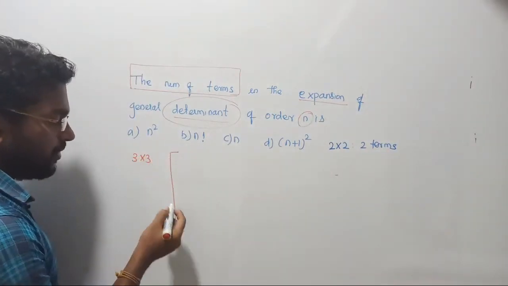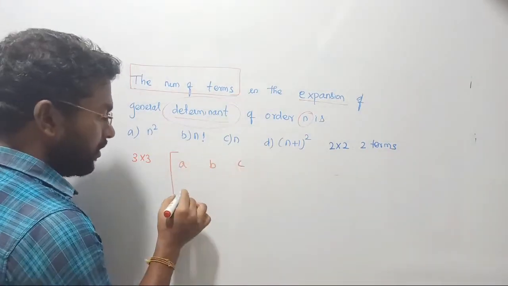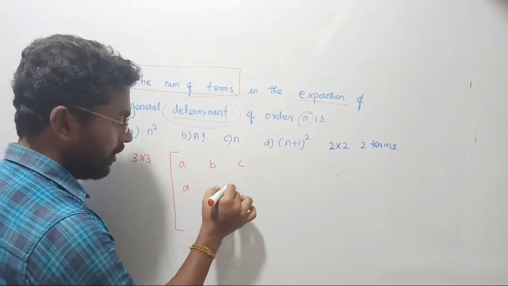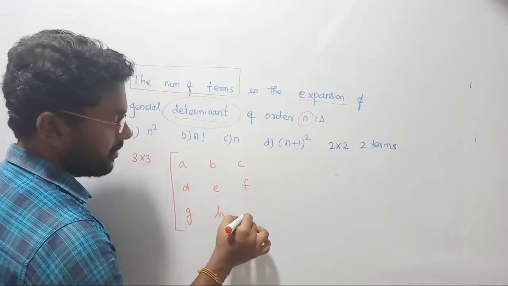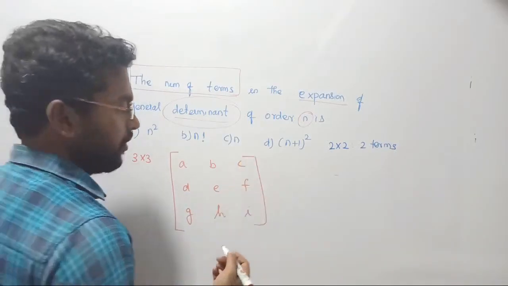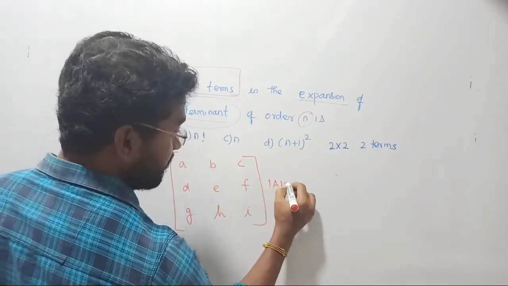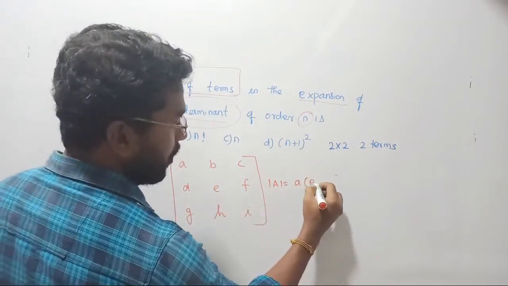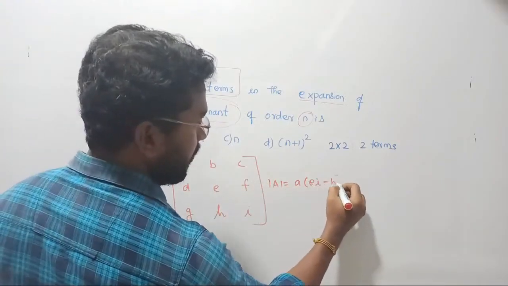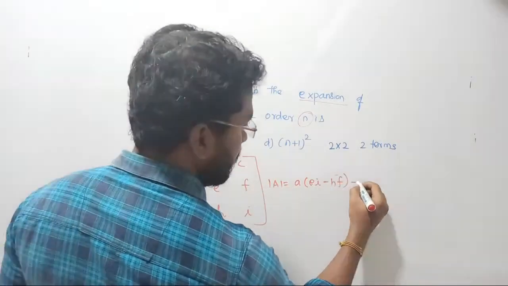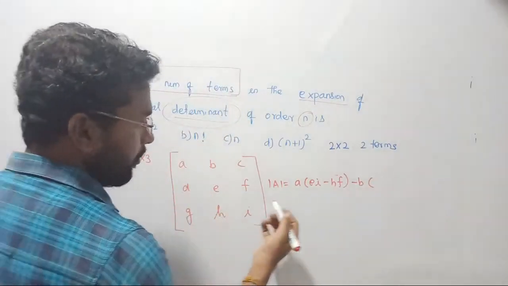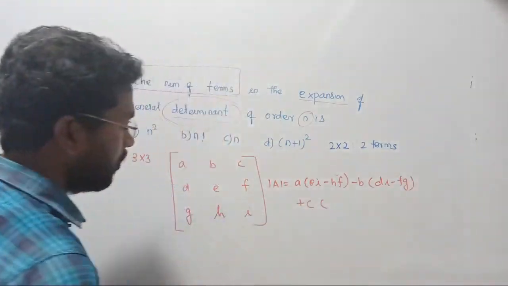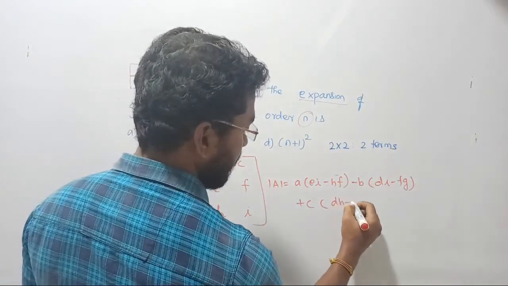Let us consider a 3 cross 3 matrix with entries A, B, C, D, E, F, G, H, I. That's enough. Let's find the determinant of the 3 cross 3 matrix. A in bracket E into I minus H into F, and then similarly minus B in bracket D into I minus F into G, similarly plus C in bracket D into H minus E into G.